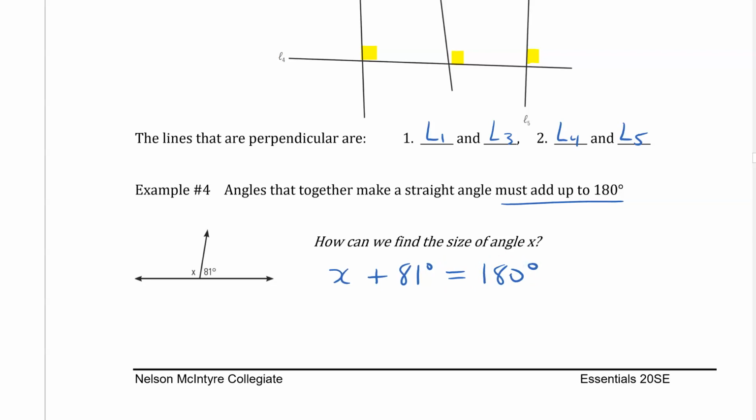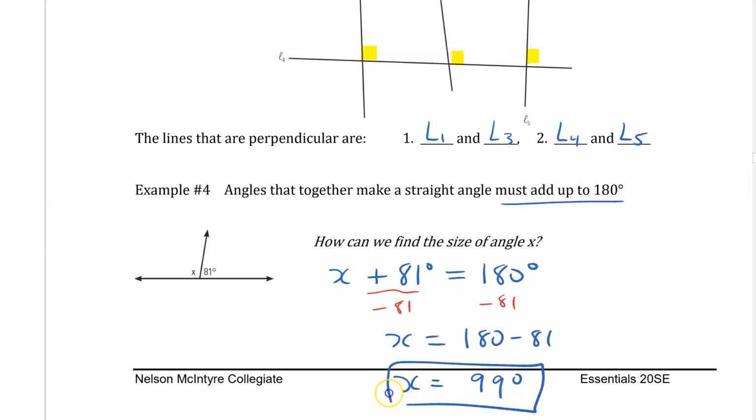Now I want to get X by itself. What am I going to do to both sides to undo plus 81? How do I undo adding 81? I'm going to undo it by subtracting 81 from both sides. So if I subtract 81 on this side, minus 81 here, and minus 81 here, if I do it to both sides, because then it's still equal, X is going to be equal to 180 minus 81. And I think the answer then would be 99 degrees.